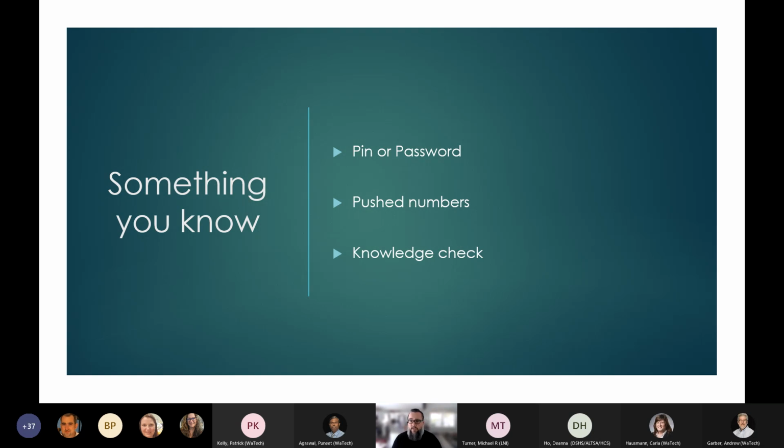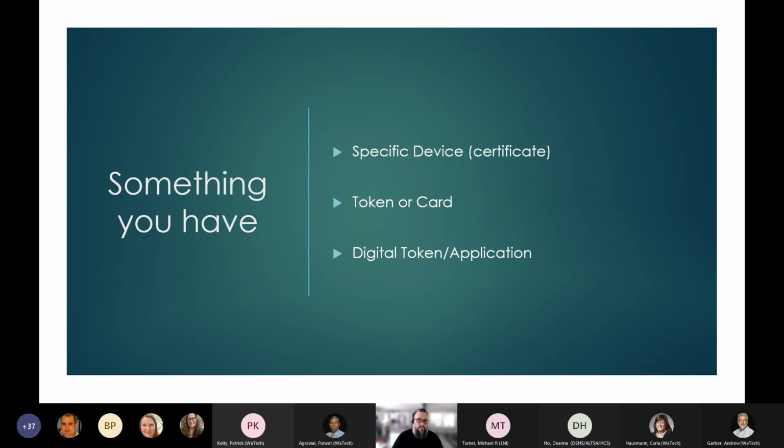And then knowledge checks, right? We've all seen the websites where you log in and then it says, which of these four locations have you worked at, or which one of these four street addresses on Yellow Brick Road did you live at? So those are all examples of things you might be able to use as one of those factors. Something you have. So it could be a specific device.